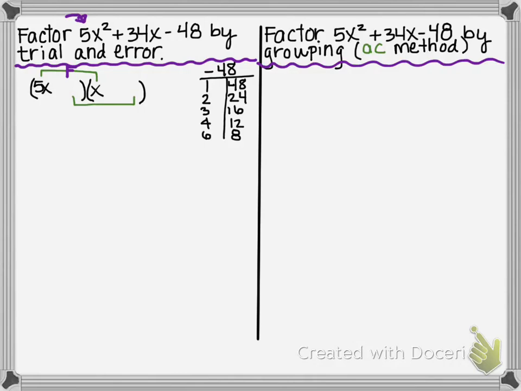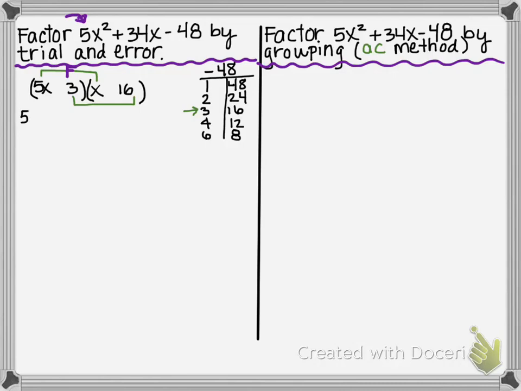Trial and error, the name of the game is you try something, and if it doesn't work, you try something else. So pick your favorite pair of factors. Let's start with 3 and 16 and see what happens. I'm going to put a 3 there and a 16 there. I'm not going to worry about plus or minus just yet, because I still want to see what I get when I do FOIL, and then I'll see if putting a plus sign or a minus sign would make it work. So let's do FOIL here.